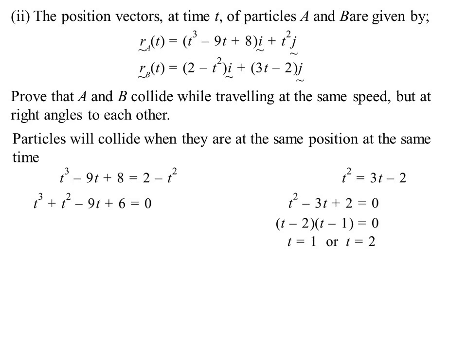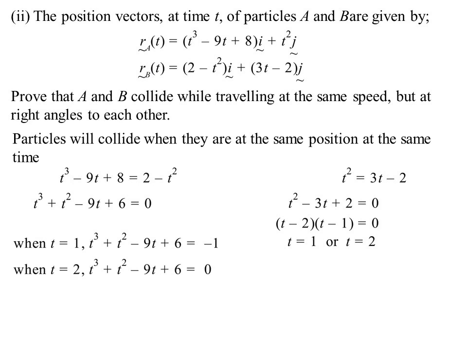When they collide, I can now go back to my first equation and see which one works, because it has to satisfy both of these components. If I sub in 1, I get -1, so it mustn't be when t is 1. Sub in 2, I get 0. Great. So they do collide. They're occupying the same position at the same time of t equals 2. So I do know that.